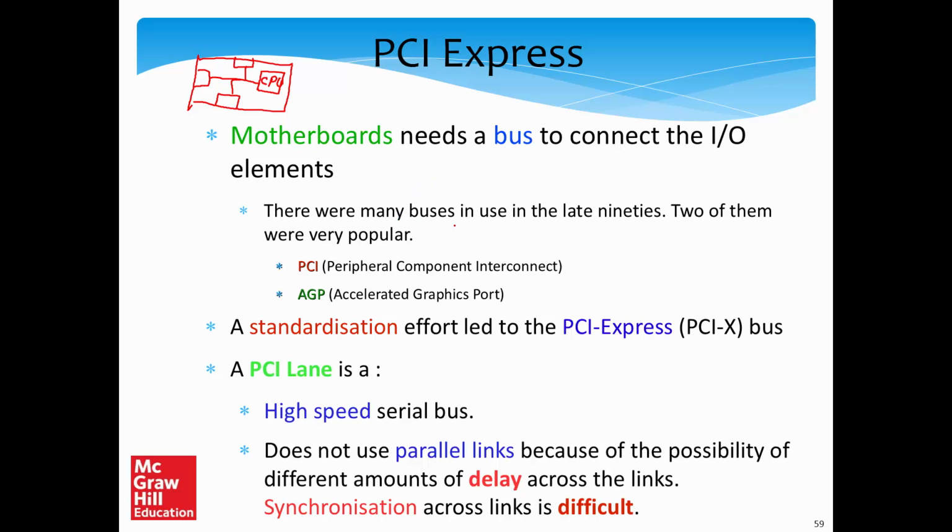So there were many popular buses in the late 90s. Two of them in particular were popular. One was the PCI, the Peripheral Component Interconnect bus, and the AGP, the Accelerated Graphics Port bus. So nowadays, since most graphics processors have come on chip, have come inside the CPU's chip, right? AGP bus is kind of out of fashion.